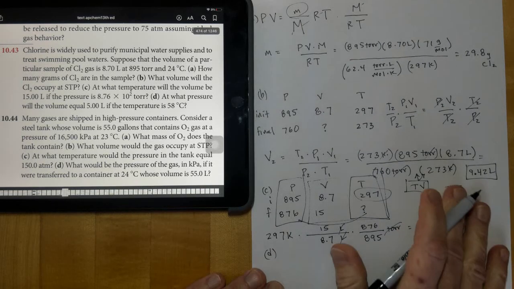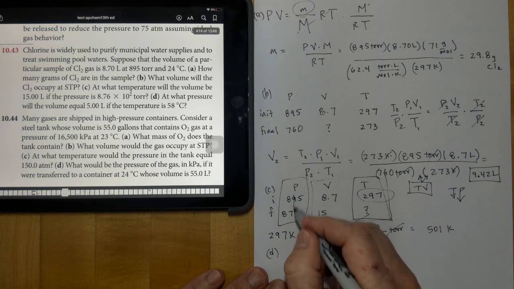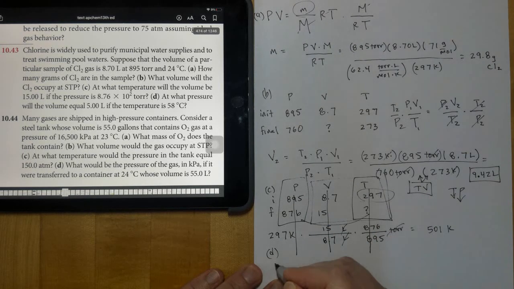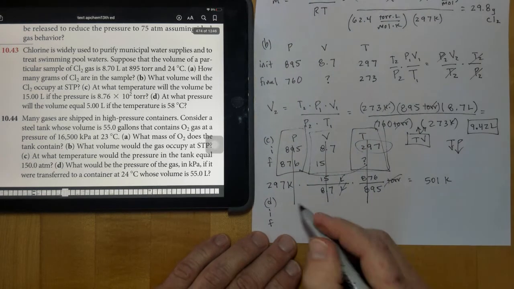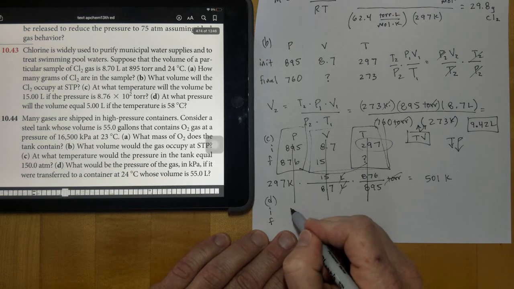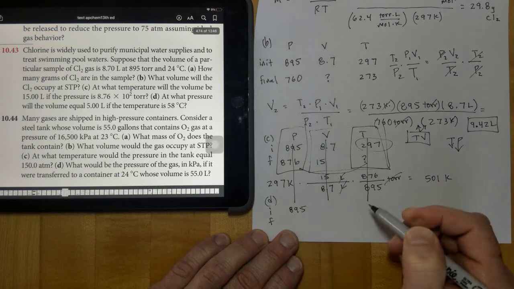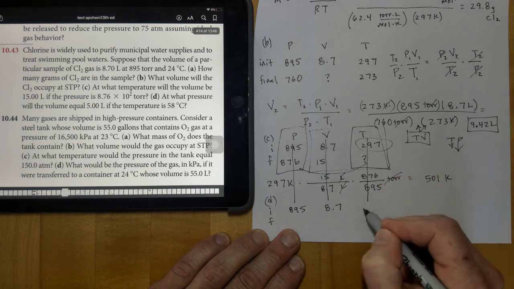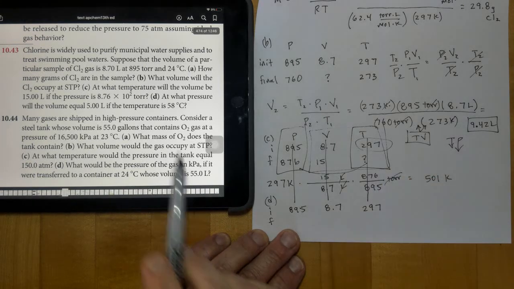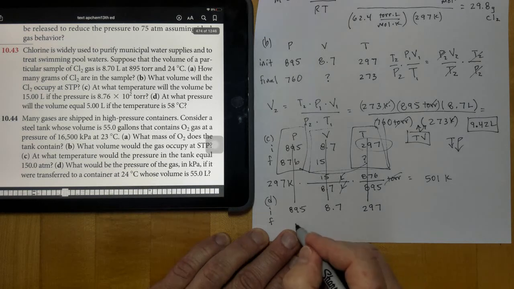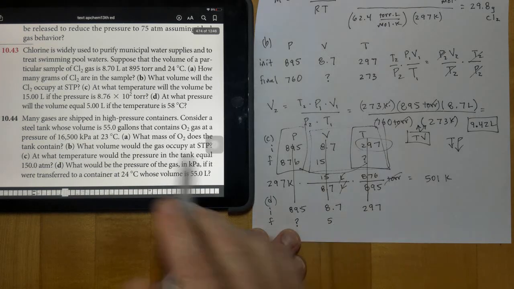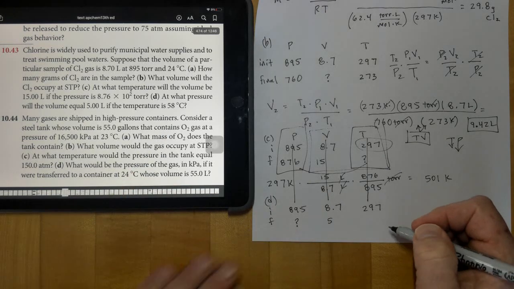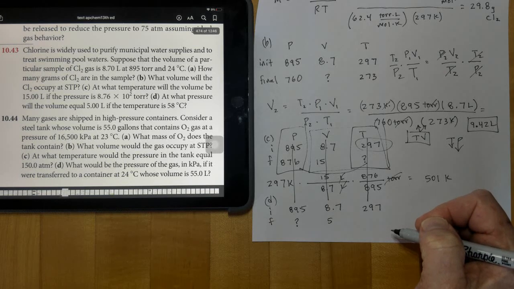And then letter D, the last one, same type of setup where we have PVT and then initial and final conditions once again. I'm going to scoot this up a little bit so you can see a little closer. Our initial pressure once again would be 895, our initial volume would be 8.7, and our initial temperature would be 297 Kelvin. It says at what pressure, so now we're looking for pressure right here, will the volume equal 5 liters at a temperature of 58 Celsius. So remember, don't keep it in Celsius, go to Kelvin.